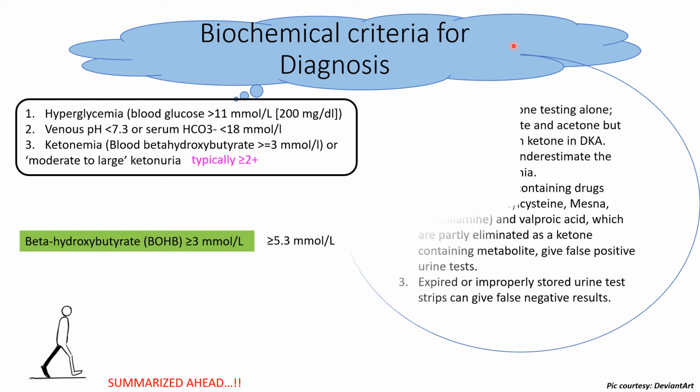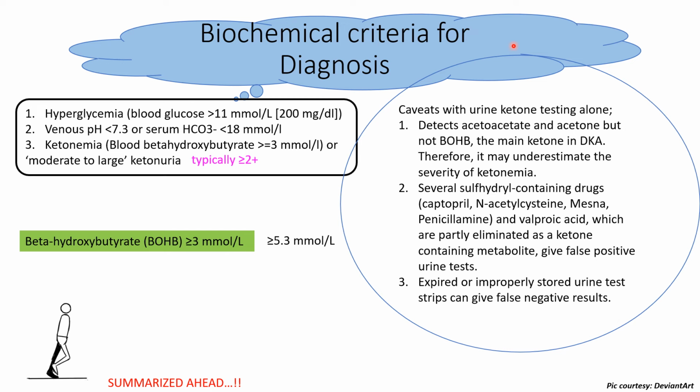But there are certain caveats to the diagnosis using urinary ketones. First, urinary ketones detect only acetoacetate and acetone, but not beta hydroxybutyrate, which is the main ketone in DKA. Therefore, it can underestimate the severity of ketonemia. The second thing is that several sulfhydryl containing drugs like captopril, N-acetylcysteine, mesna, penicillamine, and valproic acid, which are partly eliminated as ketone containing metabolites, give false positive ketone results in urine. And the third thing is that expired or improperly stored urine test strips can also give false negative results. So as a crux, ketonemia is to be believed and ketonuria is not to be considered for diagnosis of DKA.